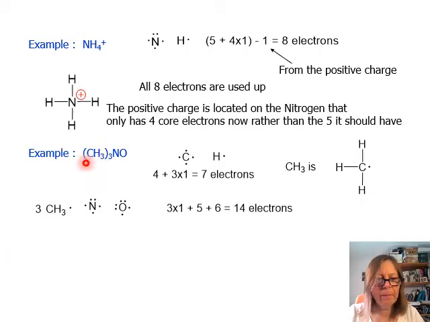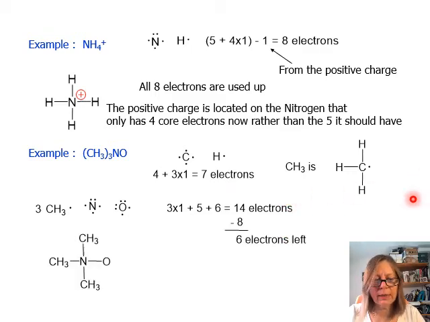So we have 3 methyl groups, so 3 times this CH3 radical, a nitrogen with 5 electrons, an oxygen with 6 electrons, so altogether we have 14 electrons. We draw our skeleton, nitrogen in the middle, 3 methyl groups, and the oxygen. That takes care of 2, 4, 6, 8 electrons. We have 6 electrons left to place, so we're going to put them on the oxygen as 3 lone pairs. Now let us assess the formal charges.